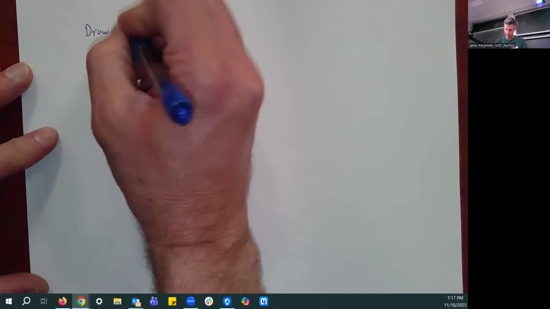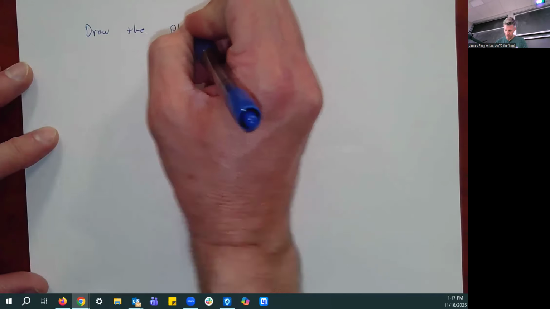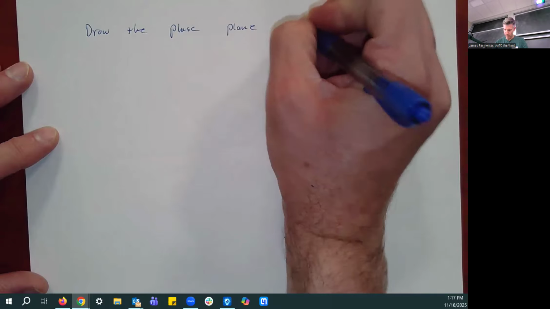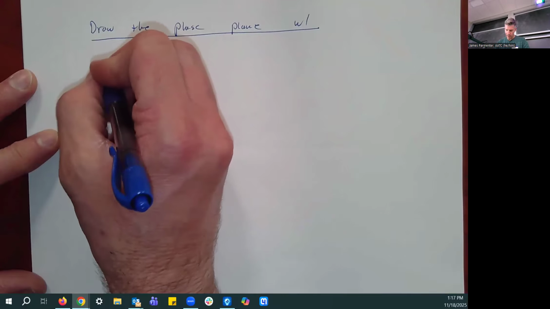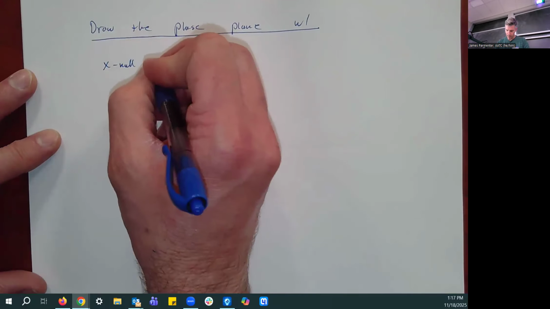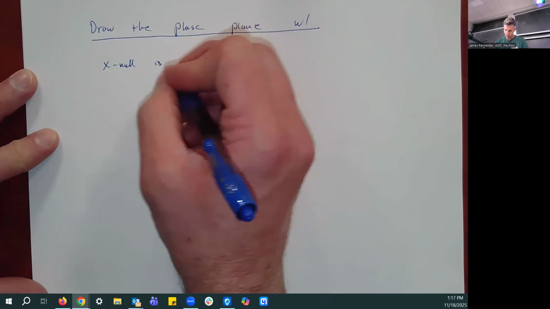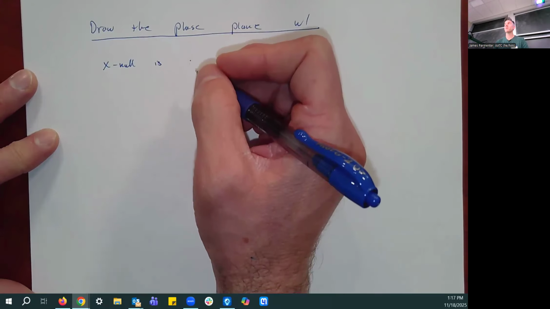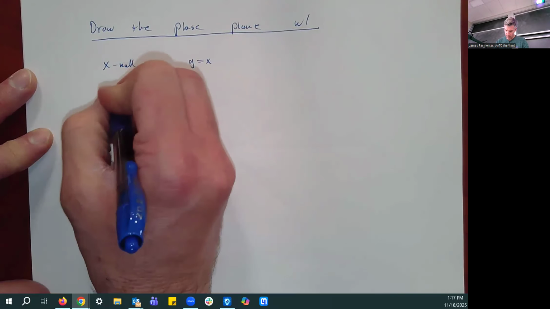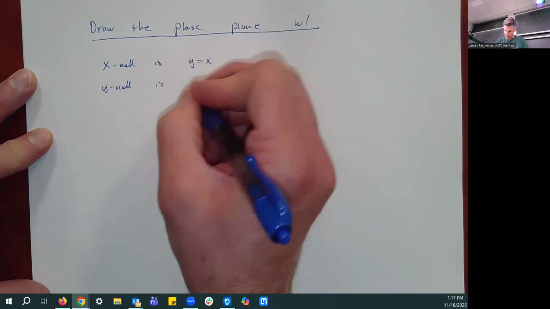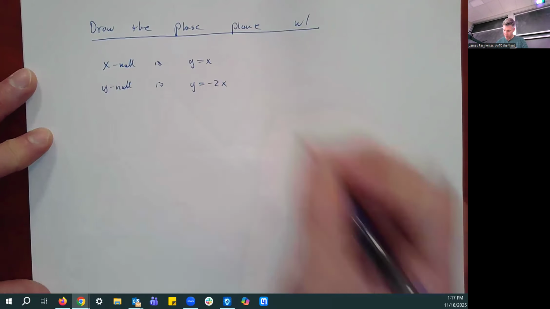Let me, instead of giving you a system of equations, just give ourselves the features that we need to draw. So here's what I want you to draw: the phase plane with the following. Your x null line is the line y equal to x. Your y null line is y equal to negative 2x.